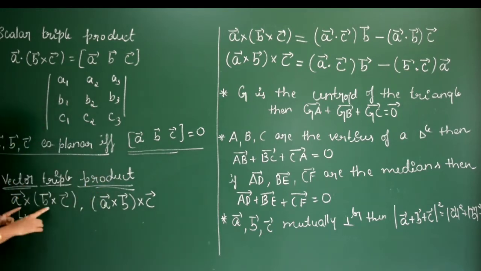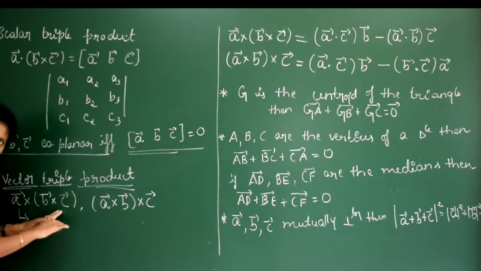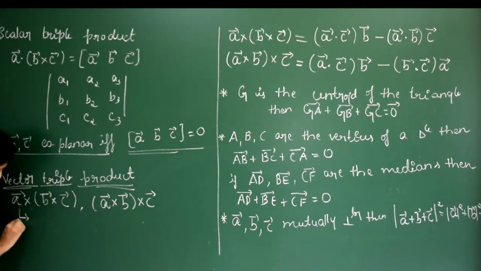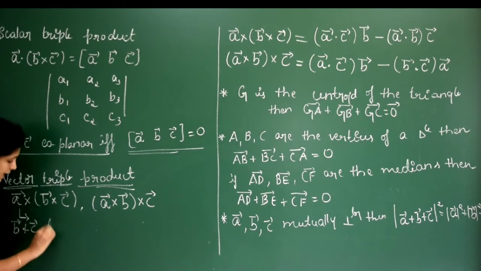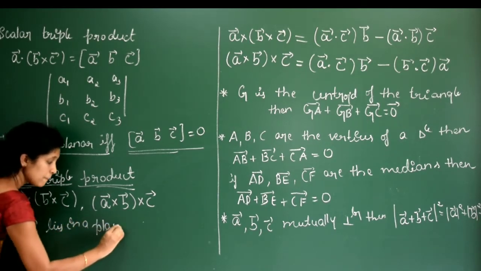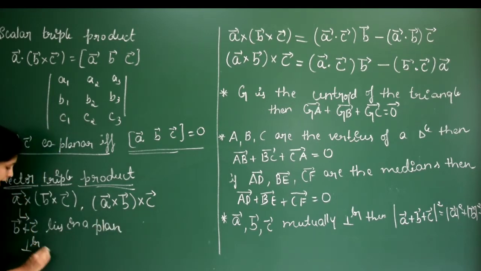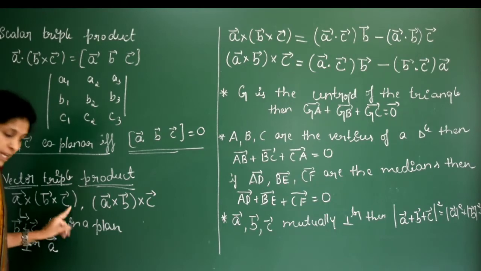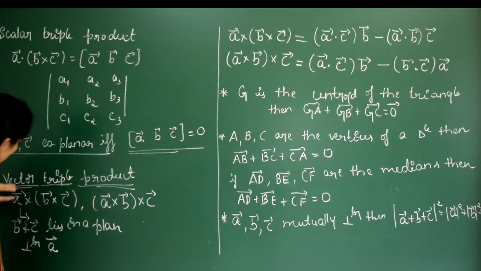Here this is nothing but B vector and C vector lie in a plane which is perpendicular to the A vector. Remember, B vector and C vector lie in a plane perpendicular to A vector. Clear? B vector cross C vector lies in a plane. These two are perpendicular to A vector.